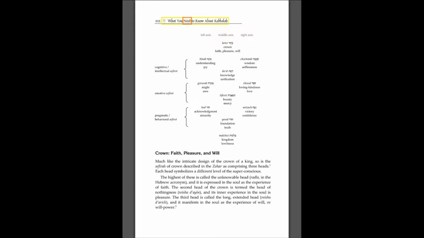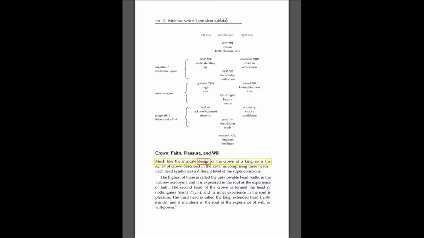102. What you need to know about Kabbalah: left axis, middle axis, right axis. Keter, crown, faith, pleasure, will. Bina, understanding, joy. Chochma, wisdom, cognitive, selflessness, intellectual. Da'at, knowledge, unification. Gevura, might, awe. Chesed, loving kindness, love, emotive. Tiferet, beauty, mercy. Hod, acknowledgement, sincerity. Netzach, victory, pragmatic, confidence, behavioral. Yesod, foundation, truth. Malkut, kingdom, lowliness.